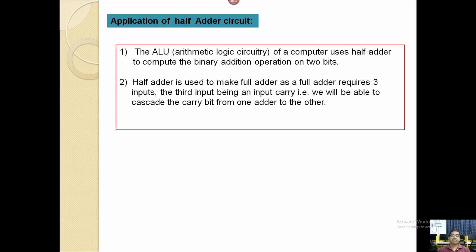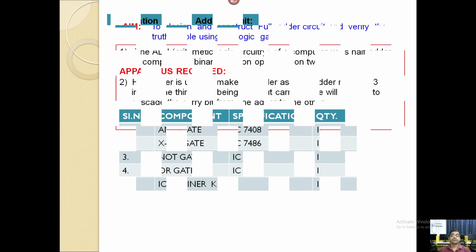So what is the application of the half adder? The half adder is basically used in the arithmetic logic unit to perform any kind of arithmetic operation. The half adder is required for only two single bits. The half adder is also used to make a full adder, as the full adder requires 3 inputs, the third input being an input carry. So we are able to cascade the carry bit from one adder to another adder. So this is the application of the half adder circuit.